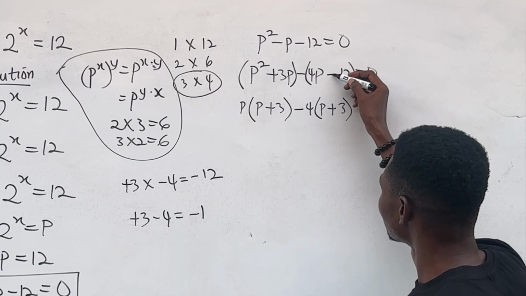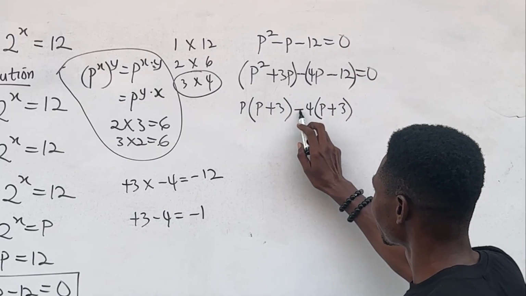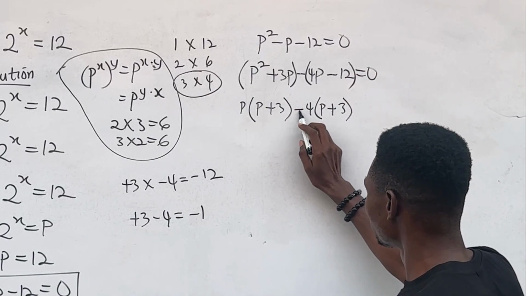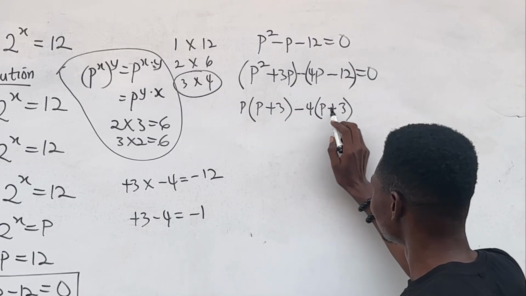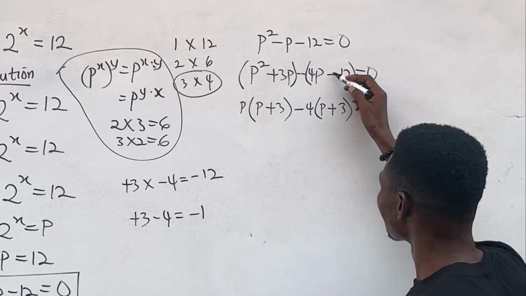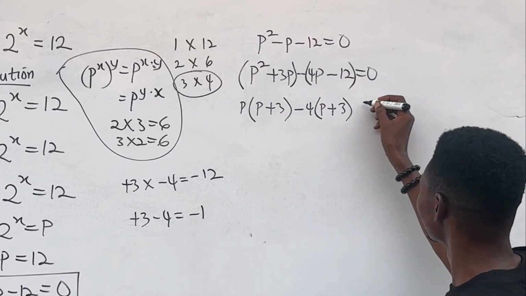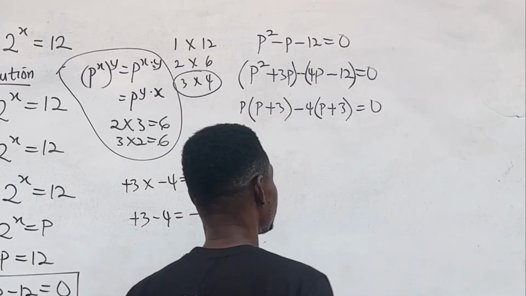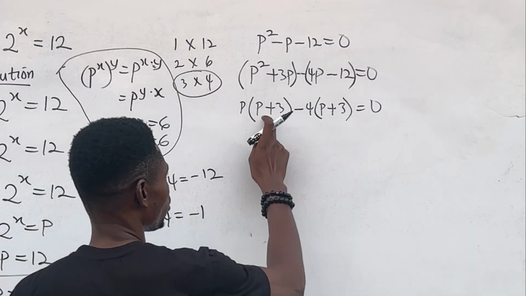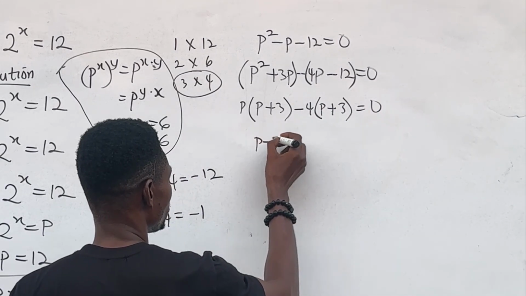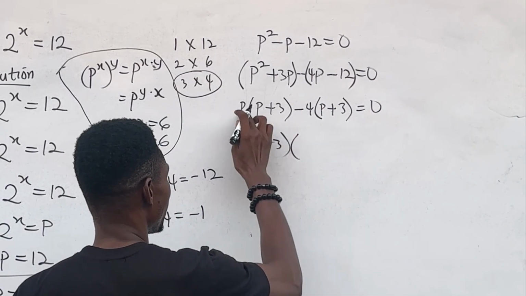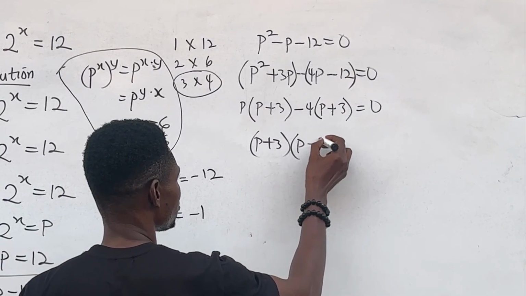Now why did this minus become plus? Because what we have outside the bracket is negative. And watch, minus 4 multiplied by p is minus 4p. Minus 4 multiplied by 3 is minus 12. So that's good, equal to 0. Now we'll factorize one more time because p plus 3 is common to both. So p plus 3 is common. What we have left is this p and this minus 4.